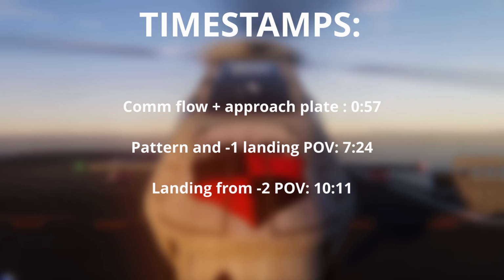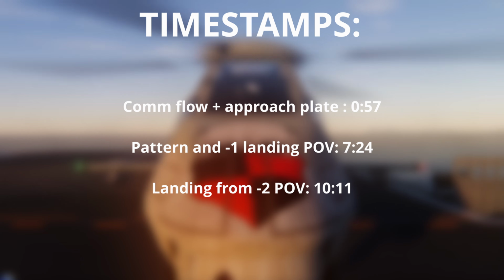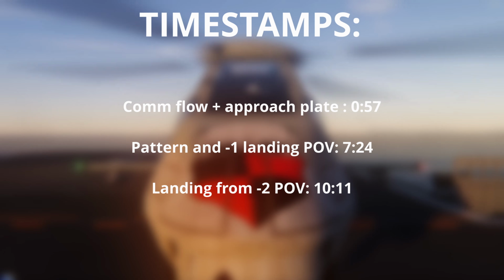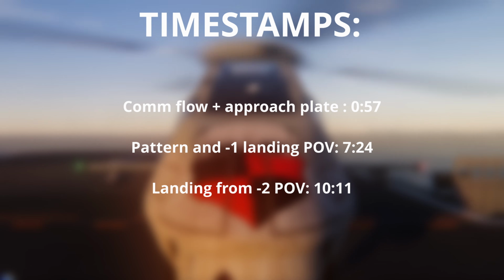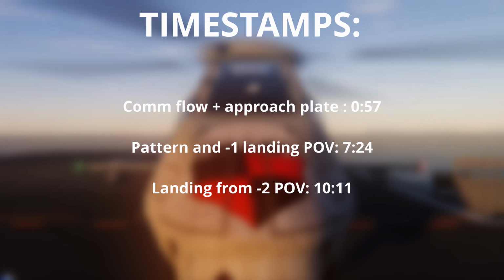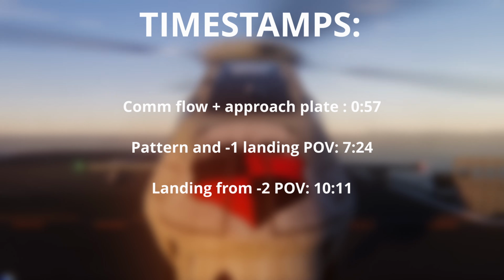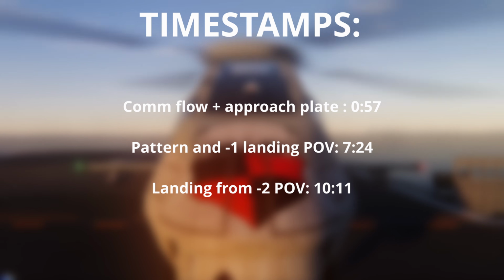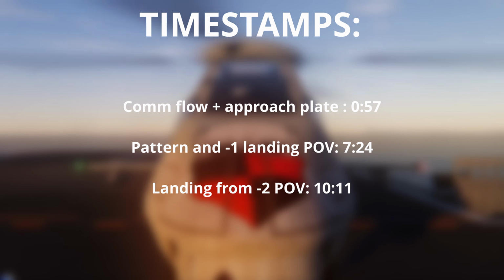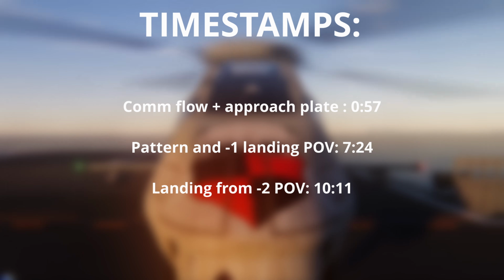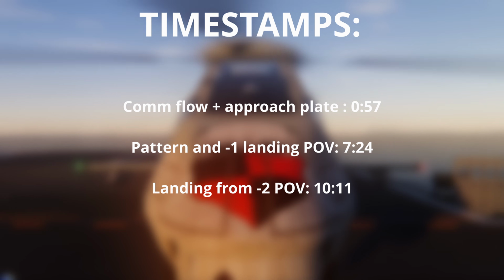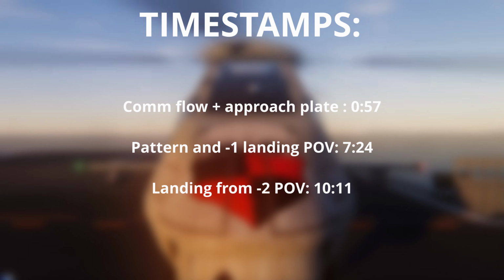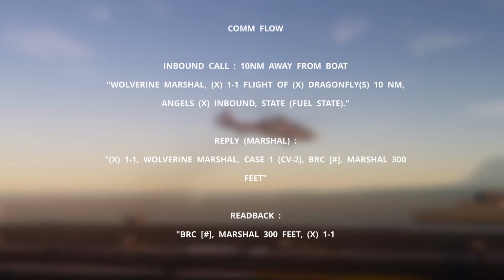Let's get into it. So first, we're just going to talk about the timestamps. The first timestamp we have is the comm flow and the approach plate, which is going to be basically directly after this clip here. And then we have the pattern and the -1 landing point of view. And then we have the landing from the -2 point of view as well, just so you can get both perspectives, because typically you'll be flying in pairs in the heli. Directly after that, we'll get into the comm flow.